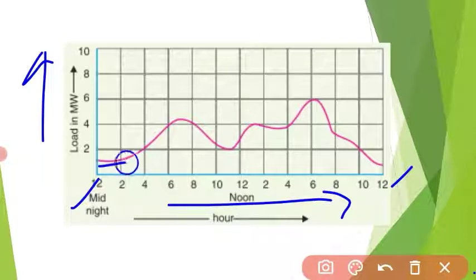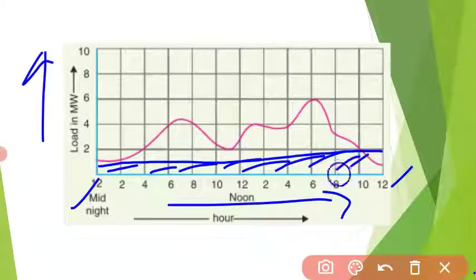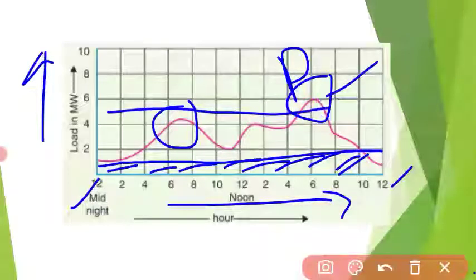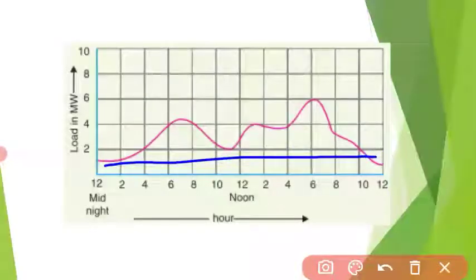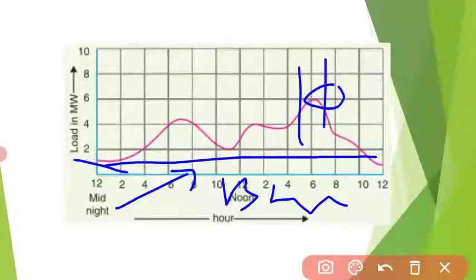If I plot one straight line here, there will be a load on the power station throughout 24 hours. Whereas this portion and this portion, we can say this one is the peak load. It is because we can see here it requires around 6 megawatt. And as I have drawn here, I will draw once again and show you: at around 1 megawatt, I take a straight line, which is required throughout a day. This is called base load, and this is called peak load.